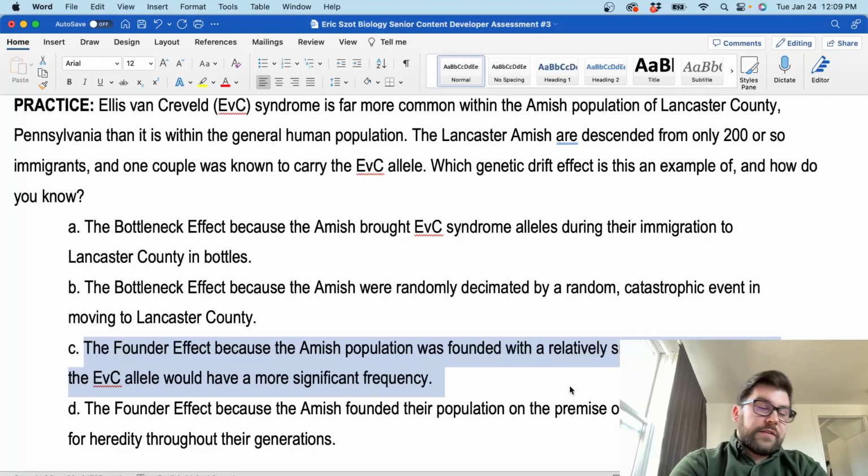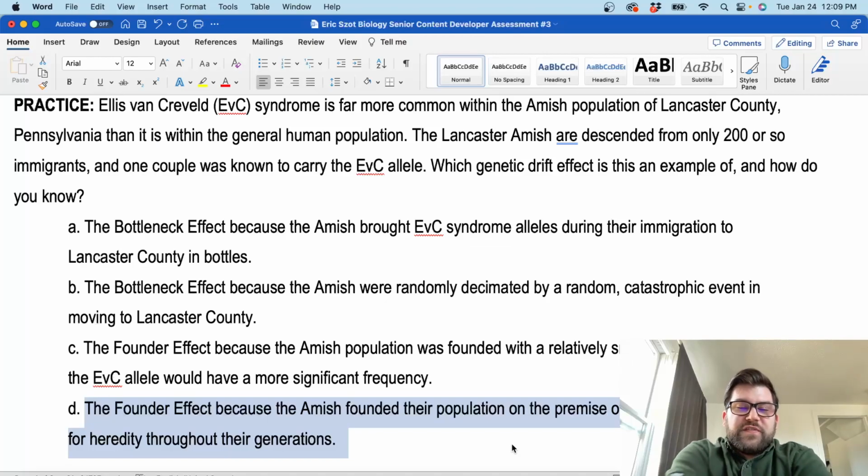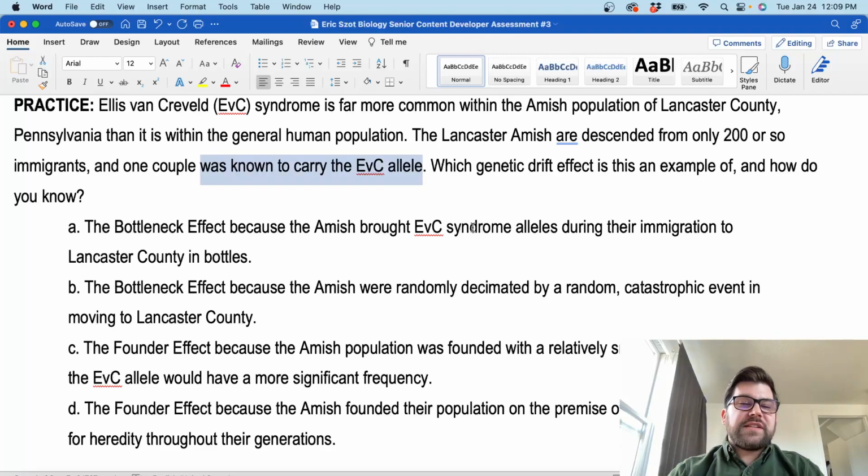Okay, let's look at D. Did the Amish found their population on the premise of carrying this syndrome? Doesn't seem like it. It doesn't seem like that was a factor in why they went to go colonize separately. It just seems like some of them happen to carry this allele, and because it's a smaller population, it becomes more prevalent, right? It tends to have a higher frequency.